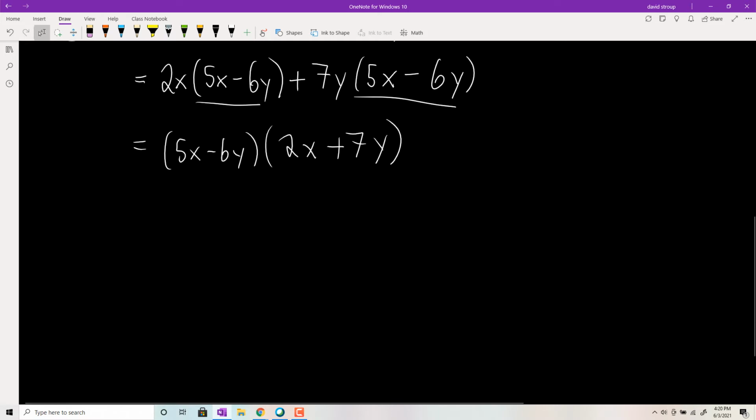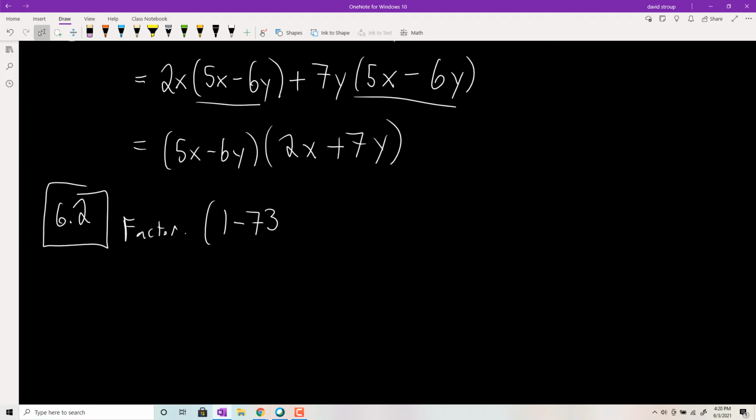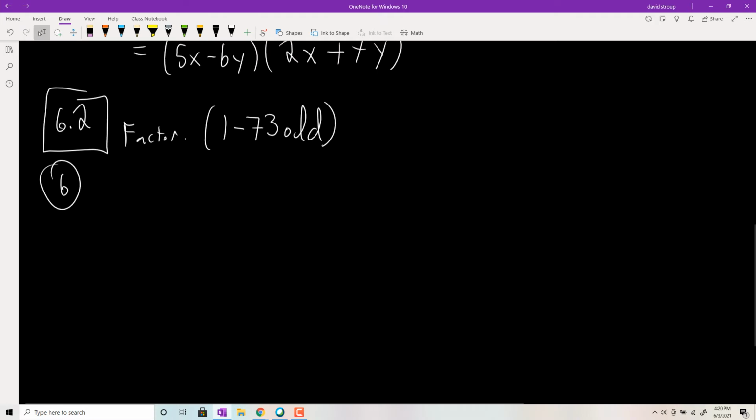Okay, so in 6.2, we start working with factoring trinomials. Again, the directions you'll see on the test say factor. You'll be doing questions similar to 1 to 73 odd. Let's take a look. So there are basically four forms.